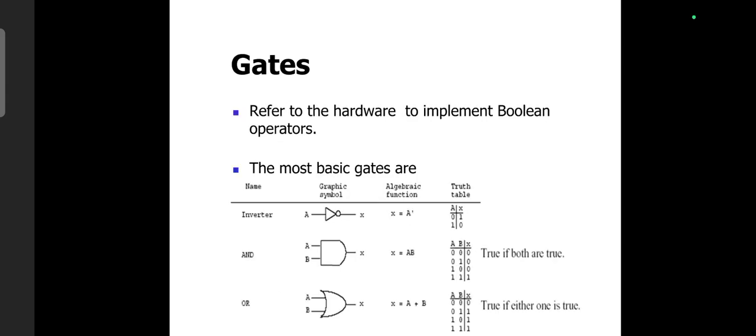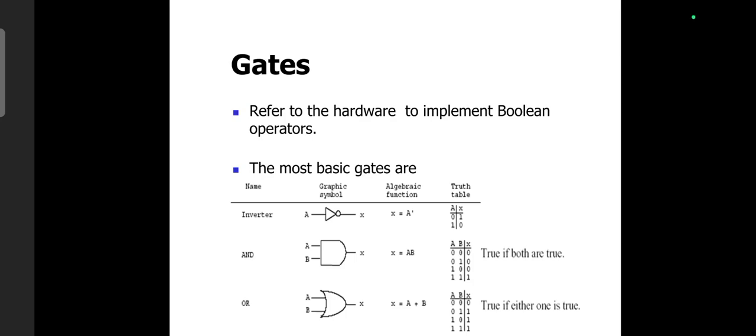So logic gates are electronic devices used to implement Boolean operations. The three fundamental logic gates are AND, OR, NOT. The AND gate produces a logic 1 only when all inputs are 1. The OR gate produces a logic 1 when at least one input is 1. The NOT gate inverts its input. If the input is 1, the output becomes 0. If the input is 0, the output becomes 1.